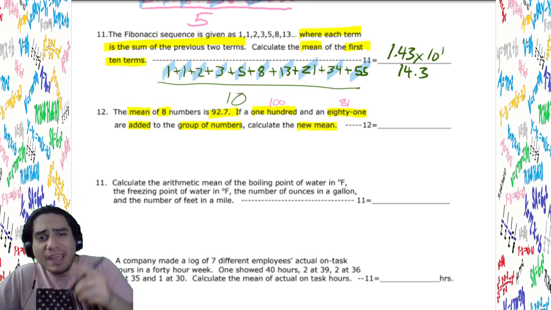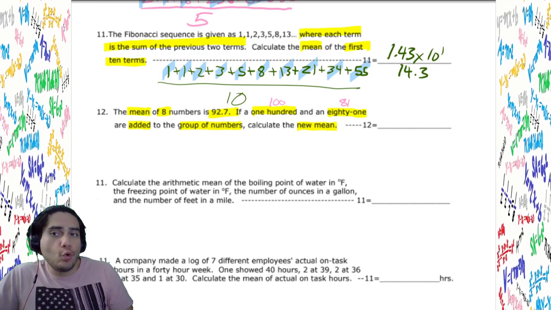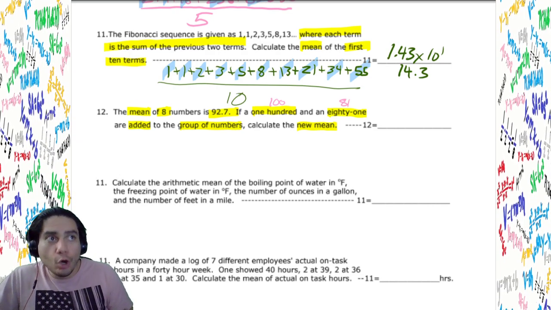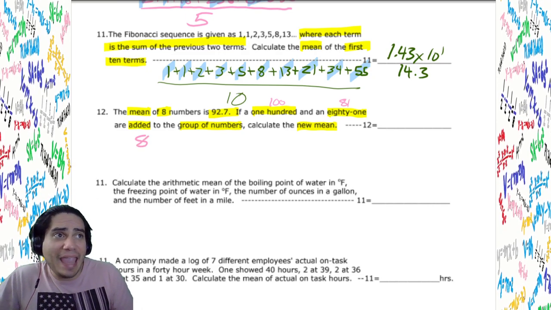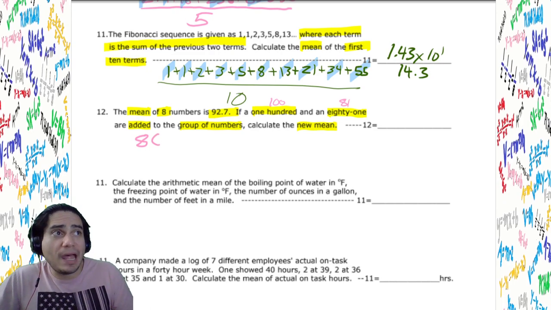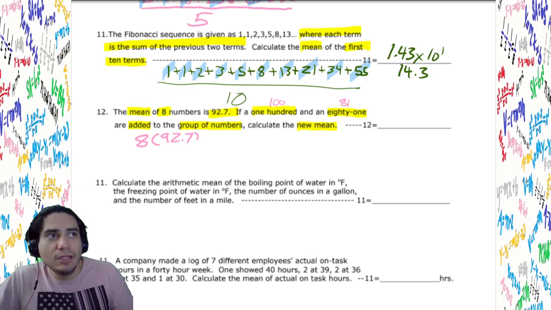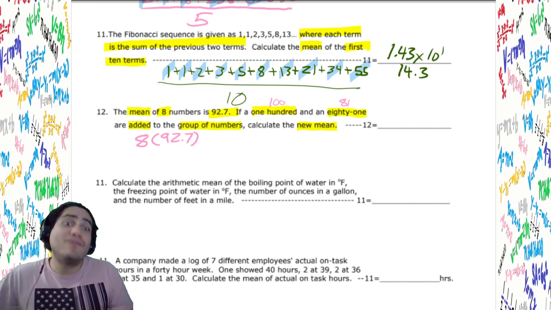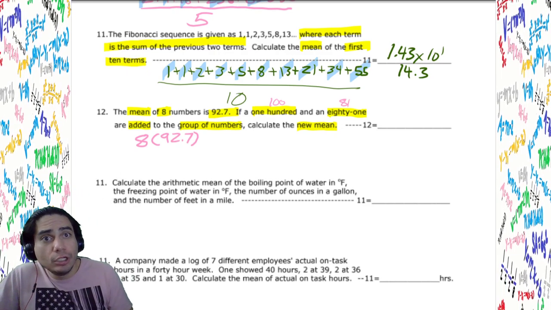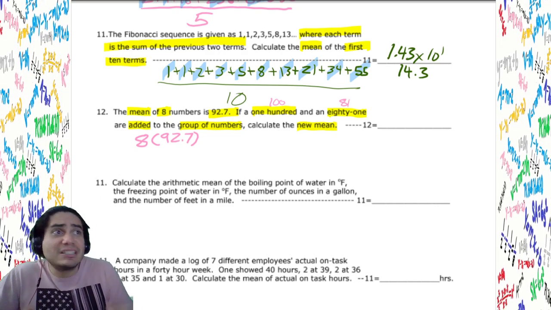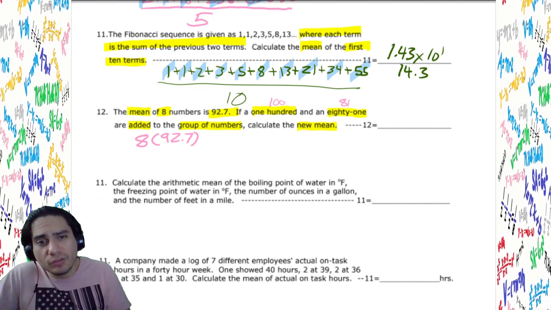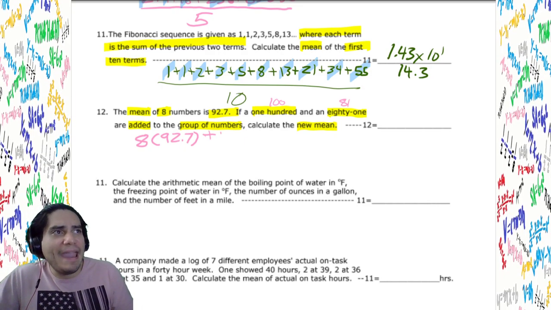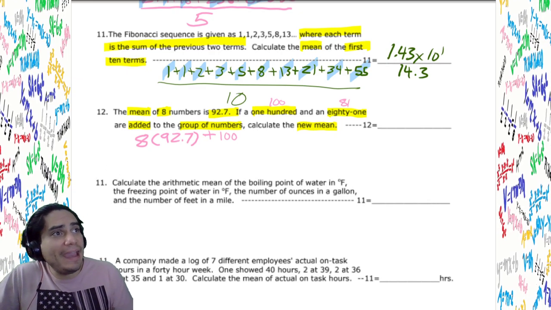So what we gotta remember is that we have eight numbers already added, all right? So if there's eight numbers that were added, and they make 92.7 as the mean, what we could do here is get the eight numbers, and we could multiply it by 92.7. Because what we're pretty much saying is that each of these eight numbers will average out to 92.7. So really, we could just multiply 92.7 times 8, and we'll have the sum of the eight numbers, all right? That's the same as the sum of the eight numbers. But we're gonna add two more to it. We're gonna go ahead and add a 100, and we're gonna add an 81.